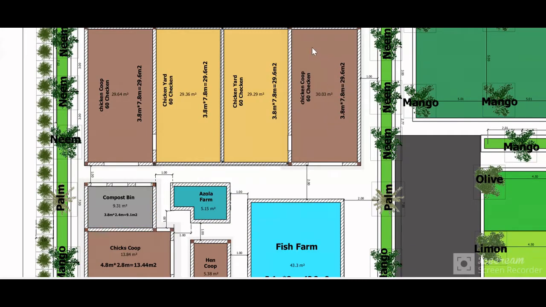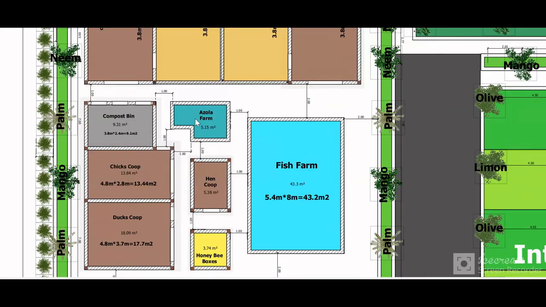This is the coop of the chicken. Okay, we have 2 chicken coops here. The coop is enough for 60 chickens, and also this is an open area for it. And this is the coop for medium chicken. This is for adult chicken, and this is for medium chicken, 60 chickens. This is a running area. And here are the babies of the chickens, the chicks. This is enough for 60 chicks.